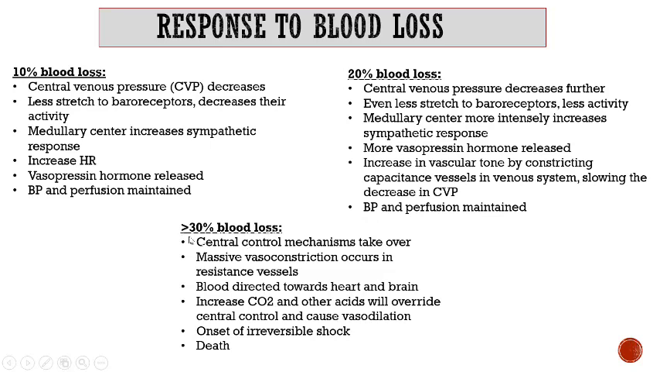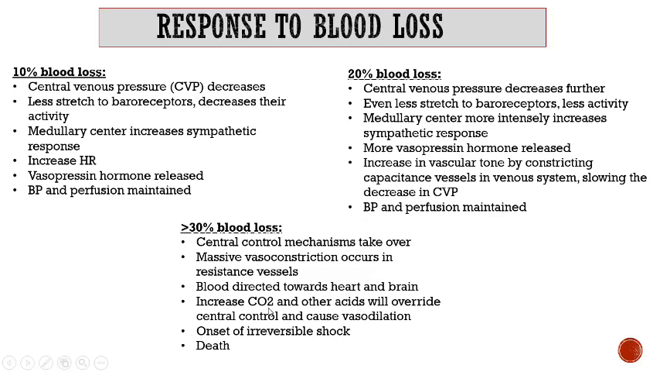And when you get to this greater than 30% blood loss, this is where you start to see a really big problem. Your central control mechanisms are going to take over. You're going to have a massive vasoconstriction of all of your vessels. So try to imagine all of your blood vessels clamping down, trying to create blood pressure despite large volume loss. The local controls and the vasomotor tone are going to try to shift blood towards your heart and your brain and prioritize those areas.